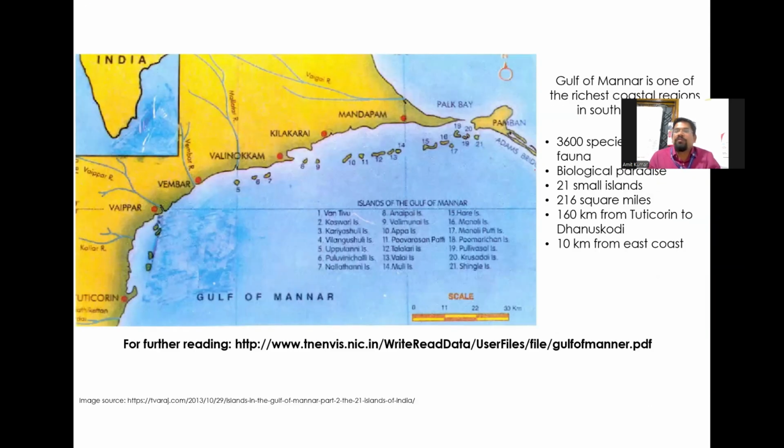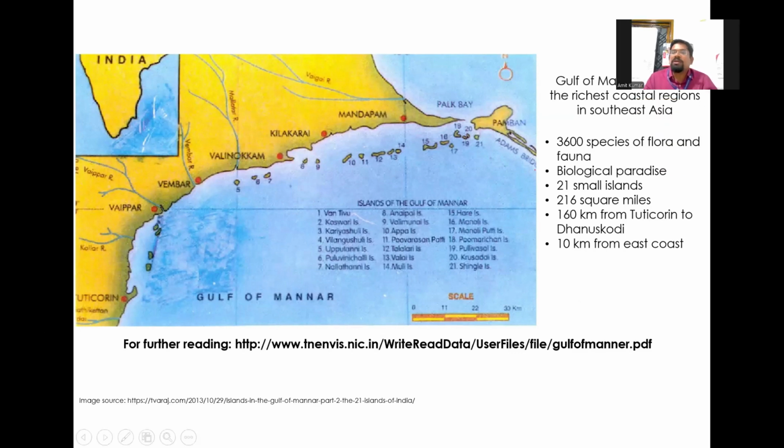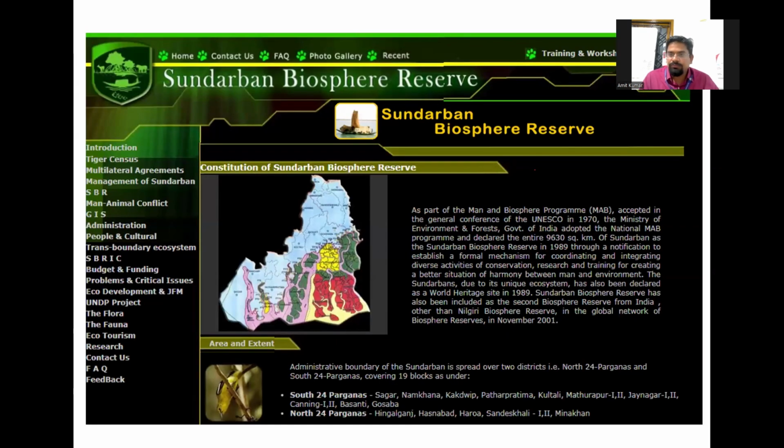If we see the Gulf of Mannar, it is also considered a biological paradise because it hosts more than 3,600 species of flora and fauna. Many of these islands are uninhabited, protected and conserved in order to maintain the biodiversity in this region.